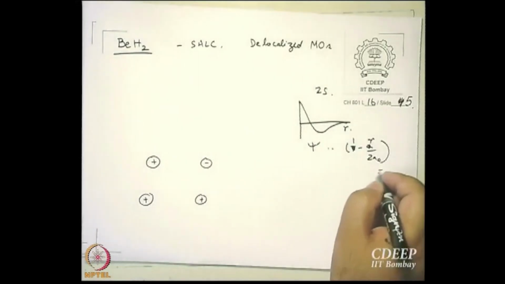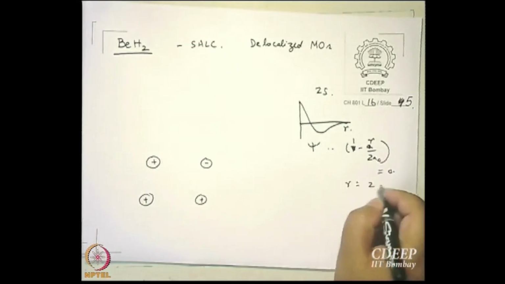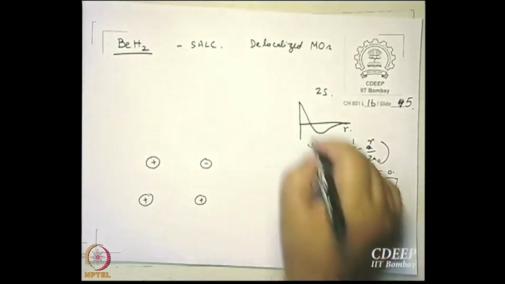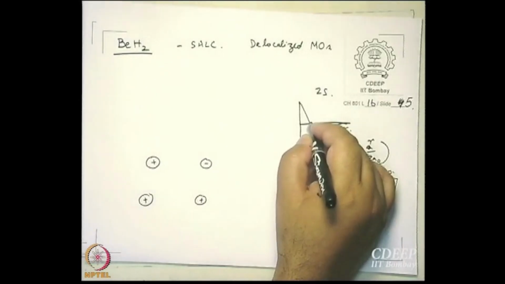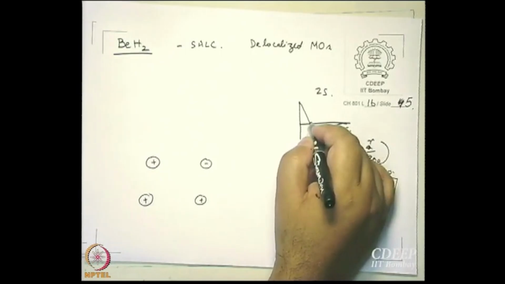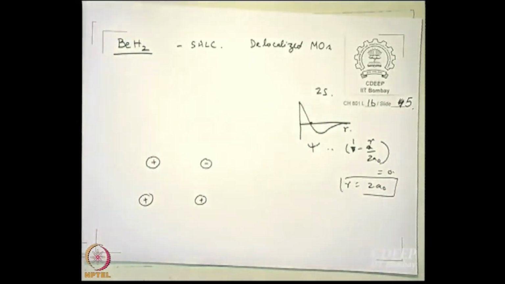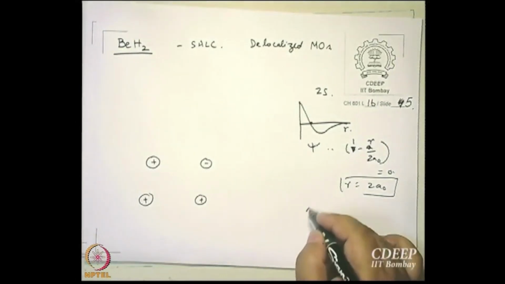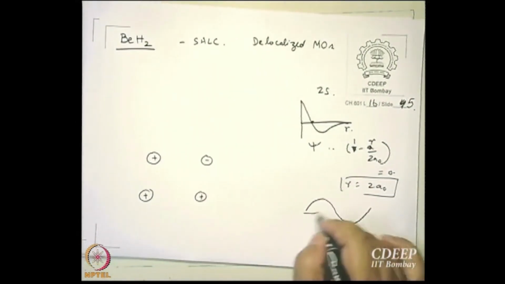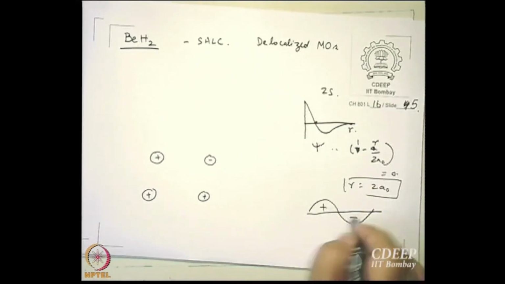Now when you equate this to 0, when will the wave function be equal to 0? When r equals 2a0. So this is where it becomes 0, and that is where it changes sign. So this is called what? It's called a node. A node is a point where the wave function changes sign. So this plus or minus is just the sign of the wave function, nothing else. If you think of a simple sine wave, the value is plus here and the value is minus here, isn't it? So it's also called the phase, plus phase and minus phase.